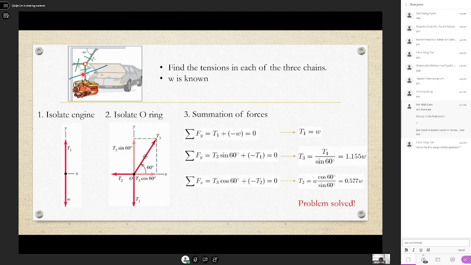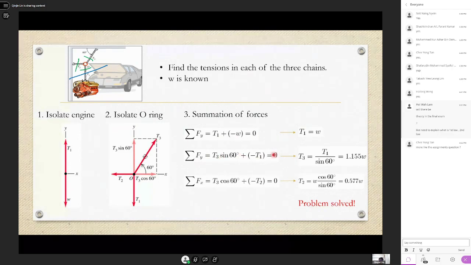Okay, then you solve for T1, now you have T2 and T3 to solve. So you continue, you look at the other free body diagram, you can take summation of forces. We do y direction first, so summation of forces in the y direction. We have T3 sine 60, positive y, right? T3 sine 60 minus T1. So we write out T3 sine 60 minus T1.